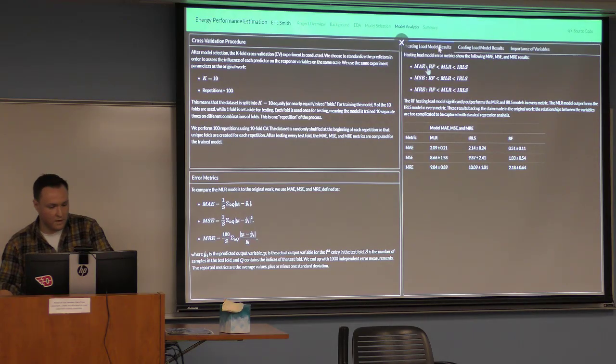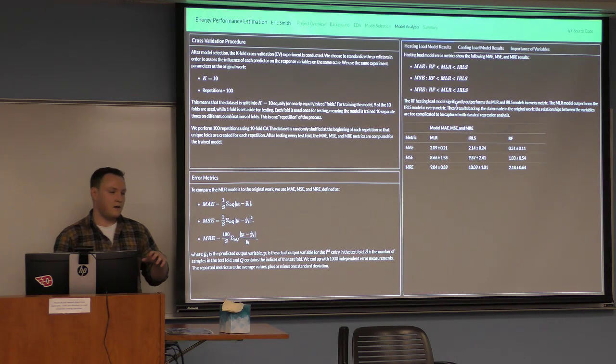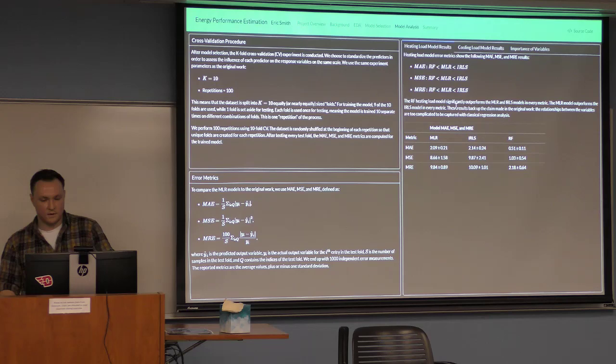On the bottom left here, I have my MAE, MSE, MRE equations, and then over on the right for the heating load model, I have the average reported value for each of the error metrics across 1,000 experiments, plus or minus the standard deviation. This is going to tell us if the claim that classical regression modeling is insufficient for this particular problem holds. And they're right.